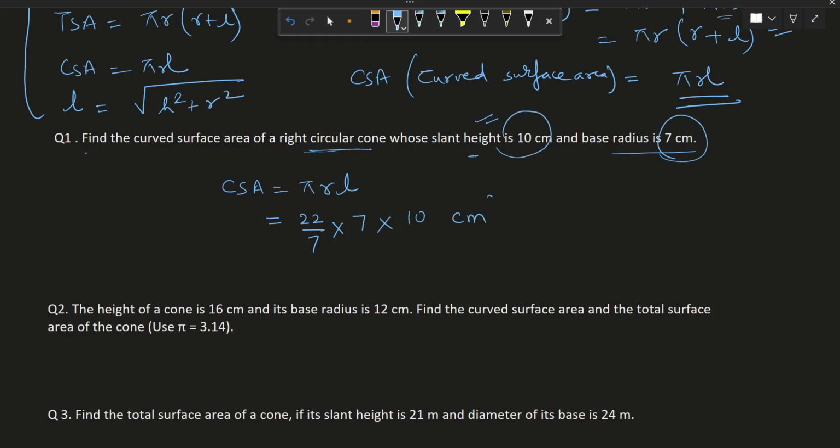So centimeter will be centimeter square. Area units always in square units. We can cancel this 7 7. So 22 into 10, 220 centimeter square. Understood, students? This is done. Let's move to the next question.